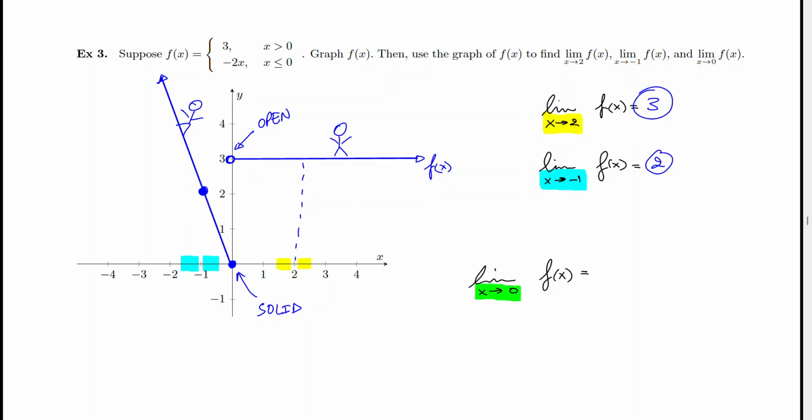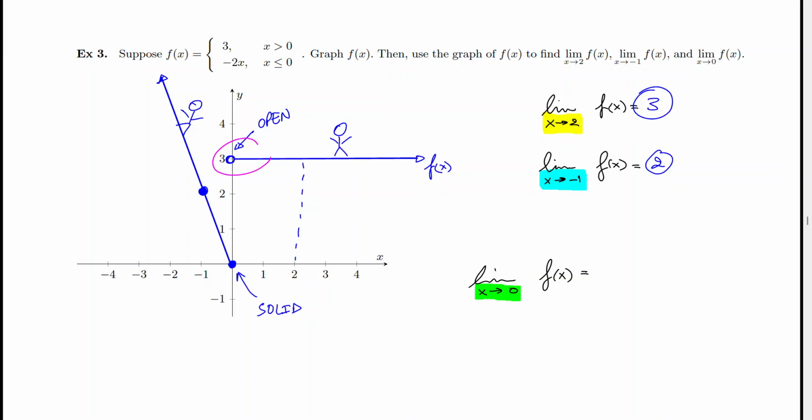Because this time we're trying to approach 0. And so if we're approaching 0 and we're coming from the right side, then our highway puts us up here at 3, right? Those are the y-coordinates. But if we're approaching 0 from the left, then our y-coordinates will be down here. So what does that mean? Well, that means that you're not going to get to the same destination.